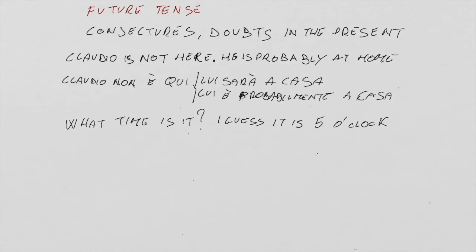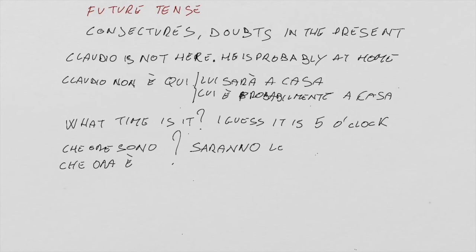How do you say this in Italian? Okay, you already know how to say what time it is. Che ore sono or che ora è? For the answer, I guess it's 5 o'clock, you use the future because it's a guess. So you use the third person plural of the verb essere in the future. Saranno. You use the plural because hours, ore in Italian, is plural. So saranno le 5.